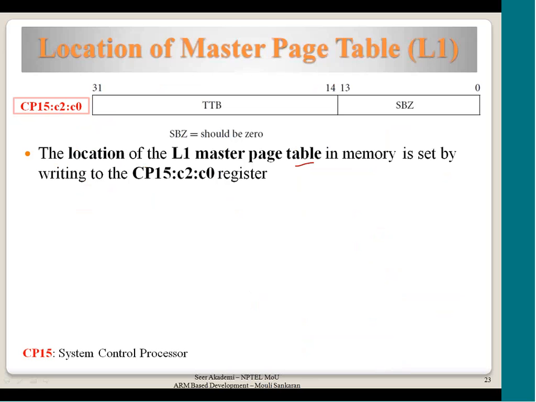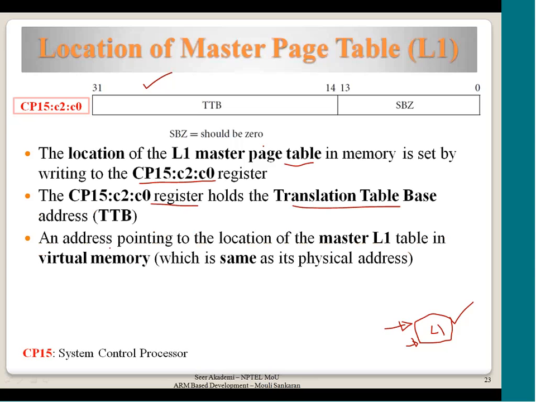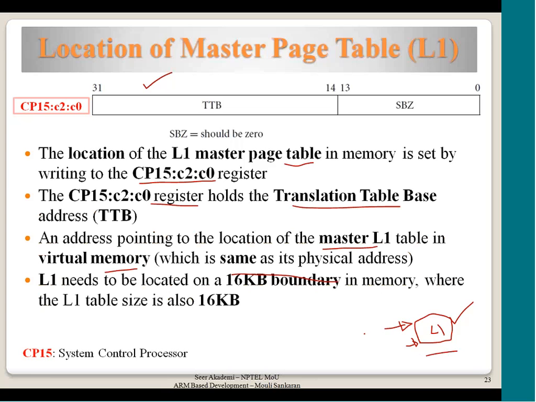Now let us see. The location of the L1 master page table in memory is set by writing into this register. So once we decide where we want to keep the L1 page table, that address can be written into this register. Then automatically the MMU, when it is translating the address, will get the base address of the L1, and then based on the virtual address that is coming from the processor, it will index into that table to find out the mapping for that particular virtual address in the physical space. So the CPU holds the translation table base address. This is called the translation table base register. It holds the address pointing to the location of the master L1 table, which is the same as the physical address. I told you that to access the page table, we cannot use the MMU. L1 needs to be located on a 16 KB boundary in memory, where the L1 table space is also 16 KB.